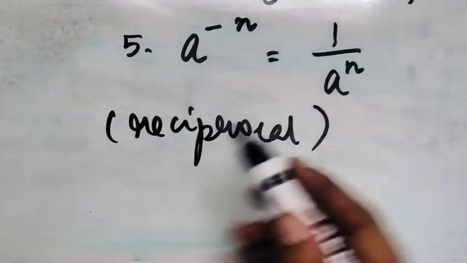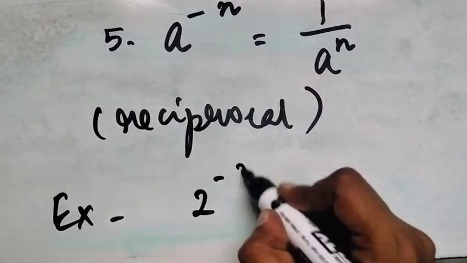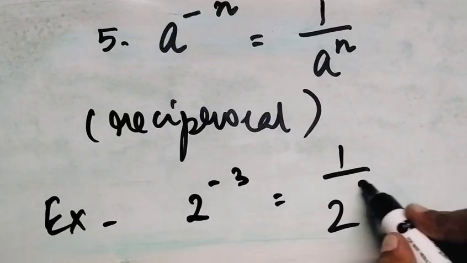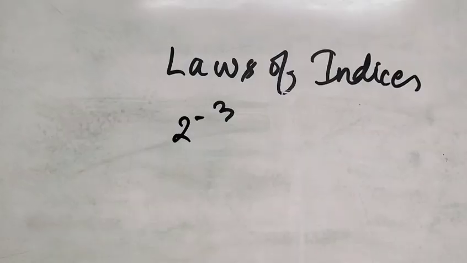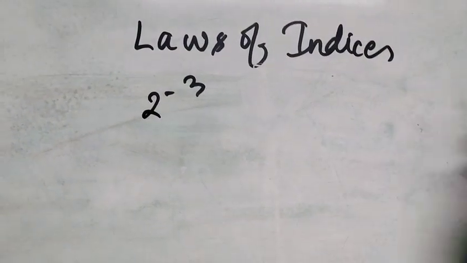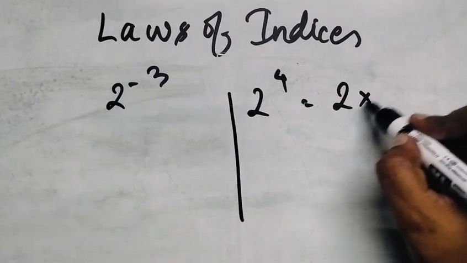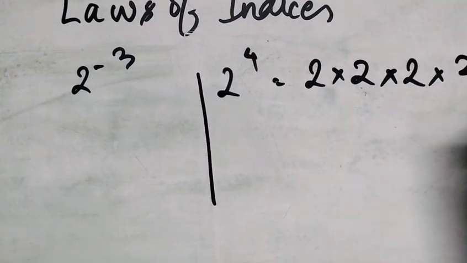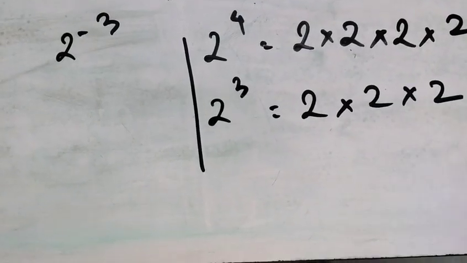Okay, let's consider an example. If we write down 2 to the power minus 3, it is the same as writing 1 by 2 cubed. We can also go ahead and prove this. In order to prove this, you need to identify a pattern. When we write down 2 to the power 4, we are actually multiplying 2 four times. When we do 2 cubed, we are actually multiplying it 3 times.